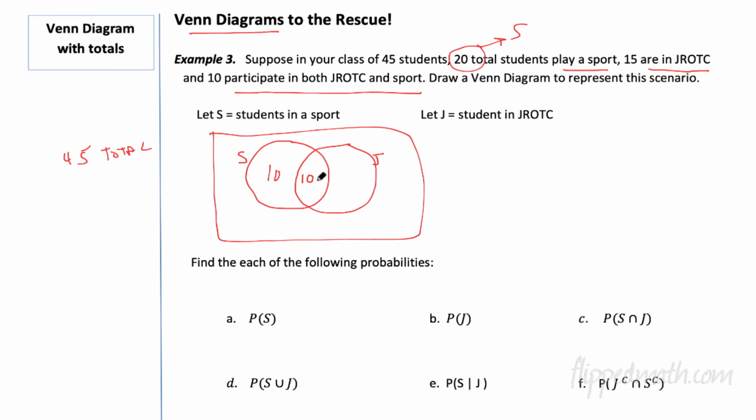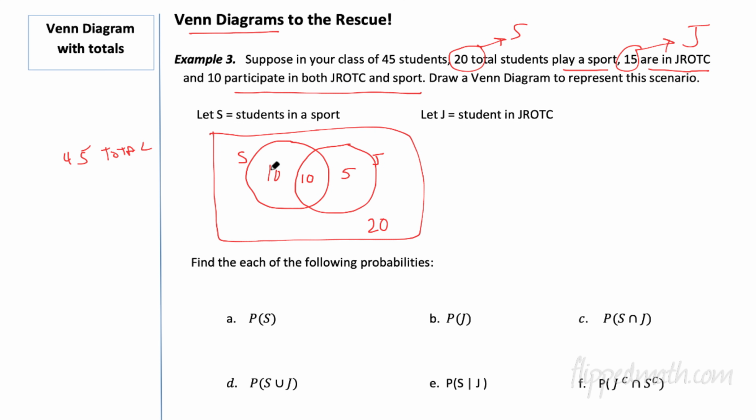Now we have a total of 20 in sports. Now JRTC has 15 total. That includes that 10 that's in both. That means there's 5 out here. Then we go to the last part. There's 45 students total. Right here we have 25. That must mean 20 students are out here. Okay, so this is a Venn diagram.